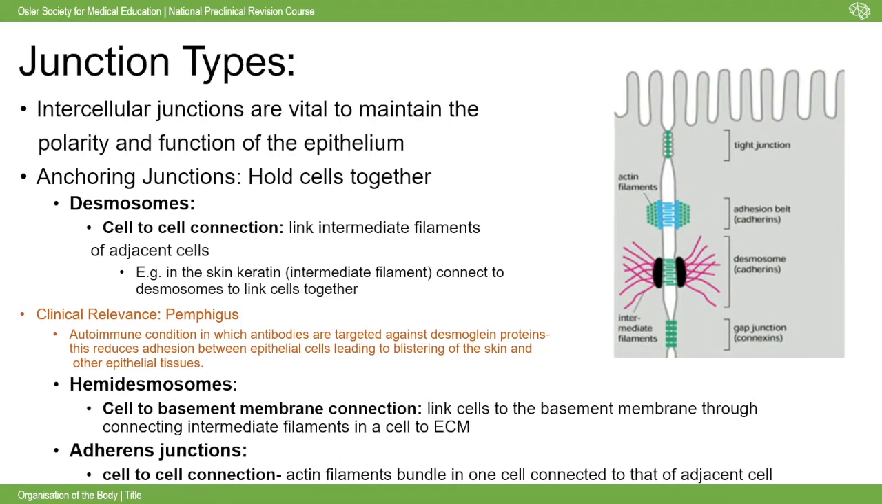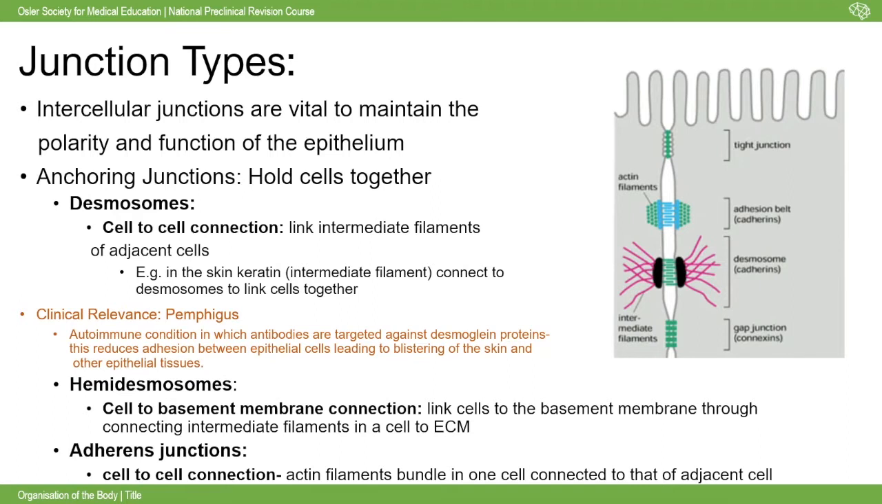So looking then at having some clinical relevance to support our desmosome cell-to-cell connection evidence, we have pemphigus, which is an autoimmune condition in which antibodies are targeted against desmoglein proteins. This reduces the adhesion between epithelial cells and therefore leads to blistering of the skin and other tissues, because you no longer have this tight junction keeping our epithelial cells together.